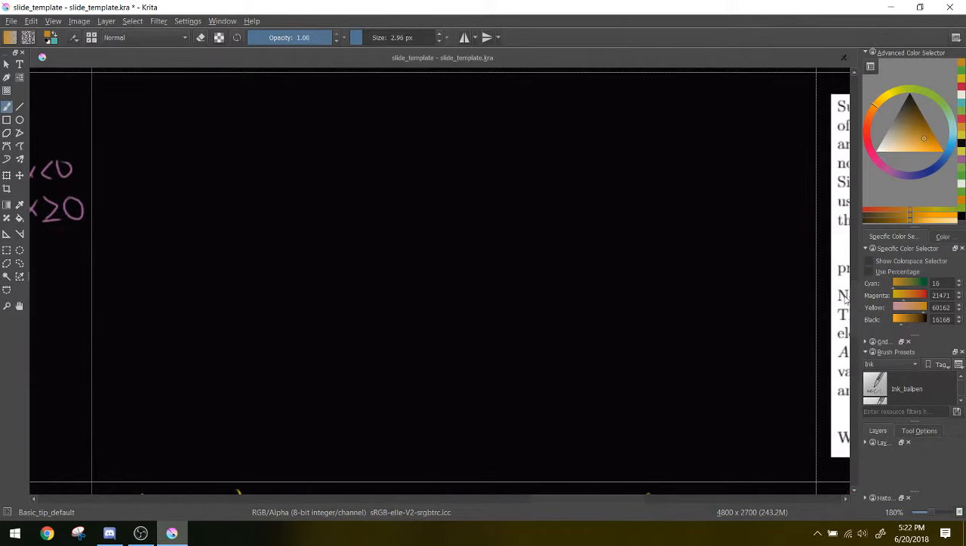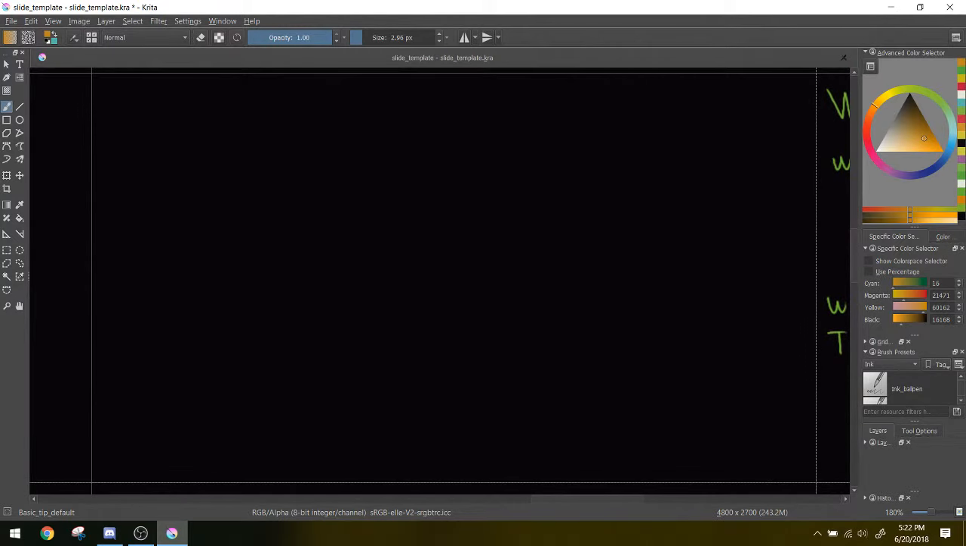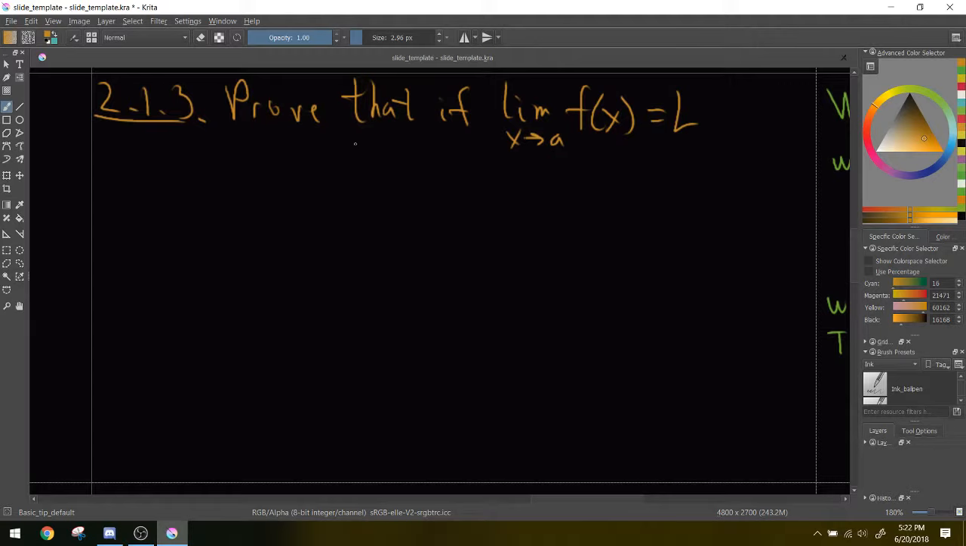Alright, let's do one more art of problem solving exercise, and this one, we might need two slides for. Okay, so this is 2.1.3. The statement is we want to prove that if the limit as x approaches a of f of x equals L, so this is an assumption, we're allowed to assume this is true, and we have some other number, which I'll call lowercase c, which belongs to the reals.